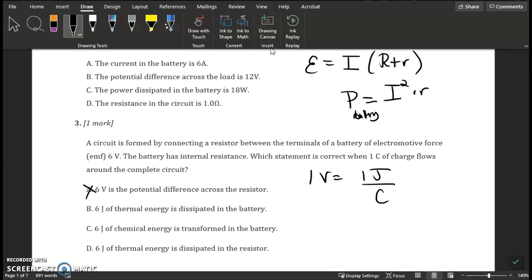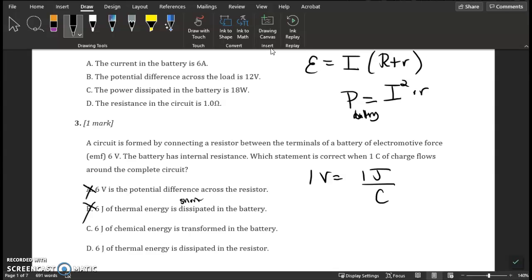Choice B, 6 joules of thermal energy is dissipated in the battery. What this means is that this is a totally inefficient circuit. None of the current is actually flowing. Rather, all of the energy is lost as heat dissipated in the internal resistance. So no, that would mean no current is actually flowing, or this would mean the battery is shorting. Okay, choice C, 6 joules of chemical energy is transformed in the battery.